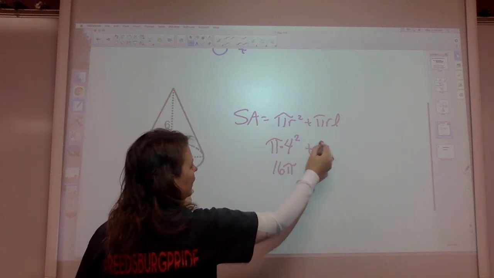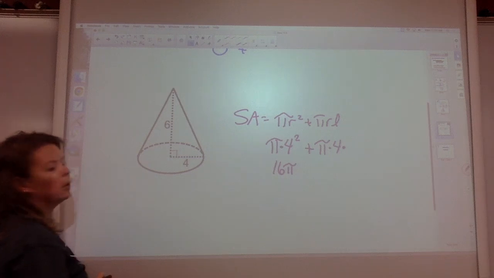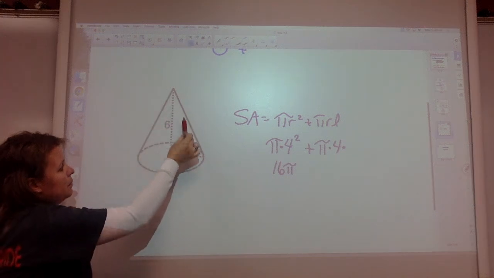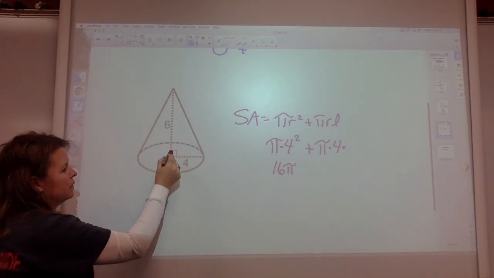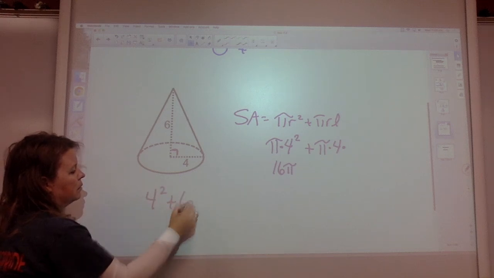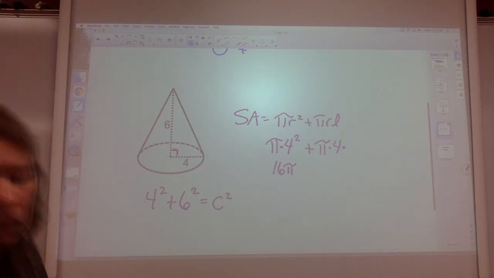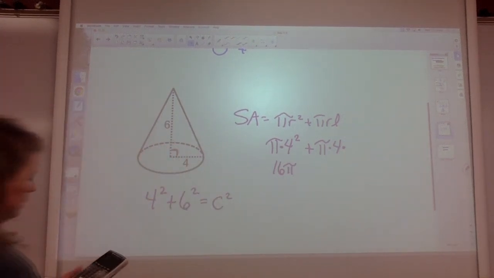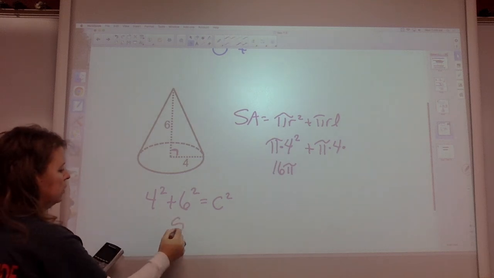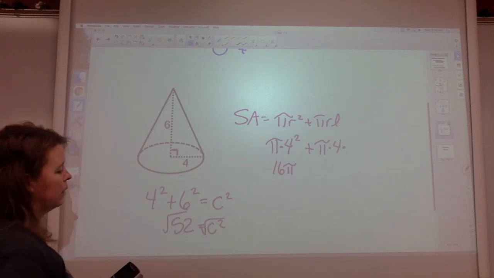Plus pi times 4 times, no, slant height. They gave us the height. Don't use that. Slant height's going to be a little bit longer. But they also gave us enough information to find the slant height. A squared plus b squared equals c squared. No rounding. Not yet. 4 squared plus 6 squared is 52. C squared is 52, which means C is the square root of 52.